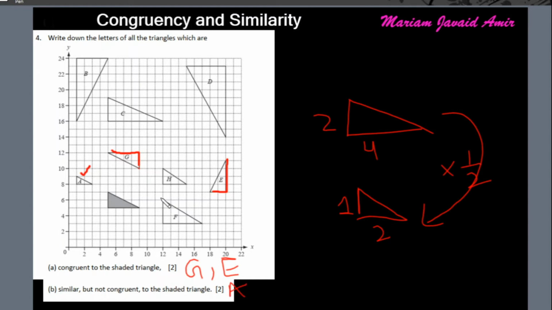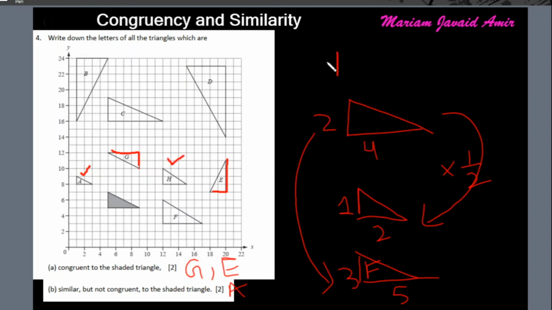Let's try other lengths. This is 3 and this is 1, 2, 3, 4, 5. So can I multiply these two with the same number to get these? I can't. Let's try, this was F. F did not work. Let's try this one.